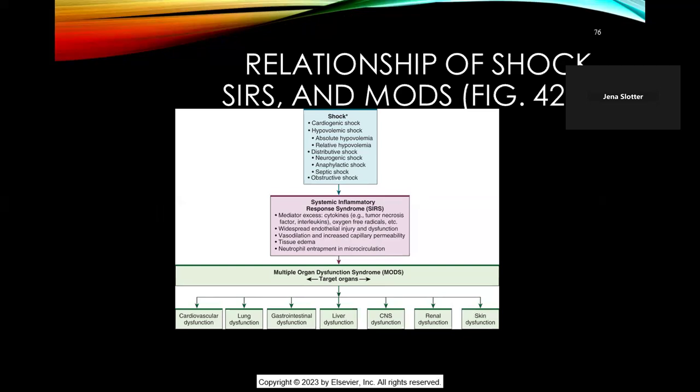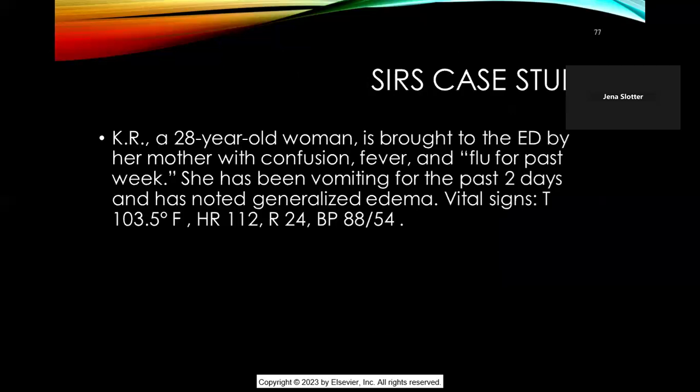So just kind of looking at the relationship between shock, SIRS, and MODS. This is a table that's in your book. We see you have all those different types of shock that are up there, and these are leading to SIRS. So you see all the different things that can happen there. The cytokines are released. You have all kinds of injury and dysfunction. You have the vasodilation, increased capillary permeability that we've talked about, leading to the edema. And then you're going to see all these other systems that are going to start having dysfunction.